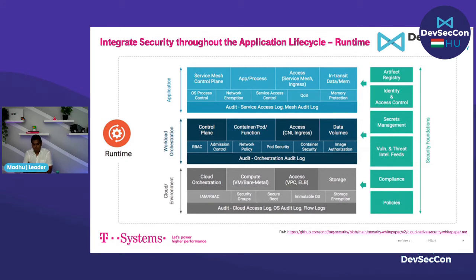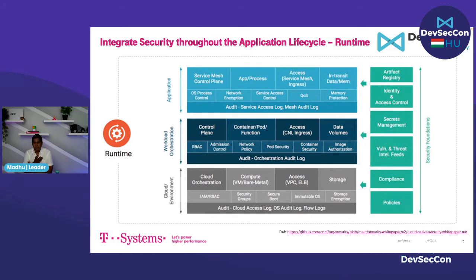And finally, install them and make sure they comply. On a high level, as you can see, on the compute layer you have some kind of service mesh where you integrate. If you talk about Kubernetes mainly, it covers how you integrate and control them: OS process control, network encryption. So that's for the app and process, service access, memory protection, and things like that.